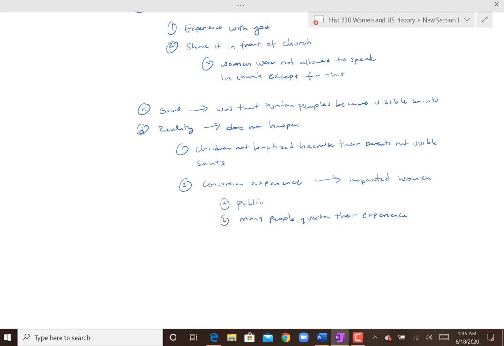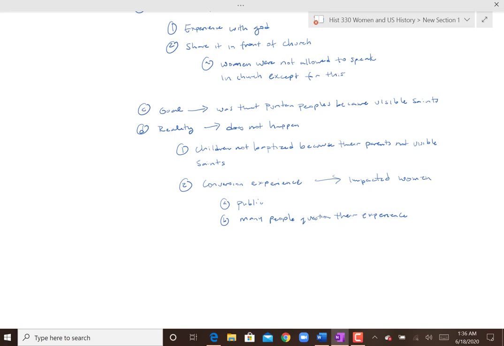But then if you did that, you didn't become a visible saint, and if you didn't become a visible saint, you couldn't baptize your children, and if the children weren't baptized, they couldn't become visible saints no matter what they did. So that created a social class divide between the visible saints and those that were not.